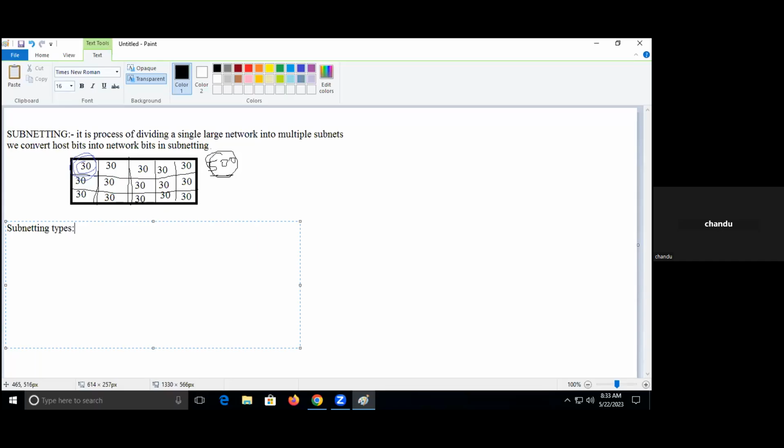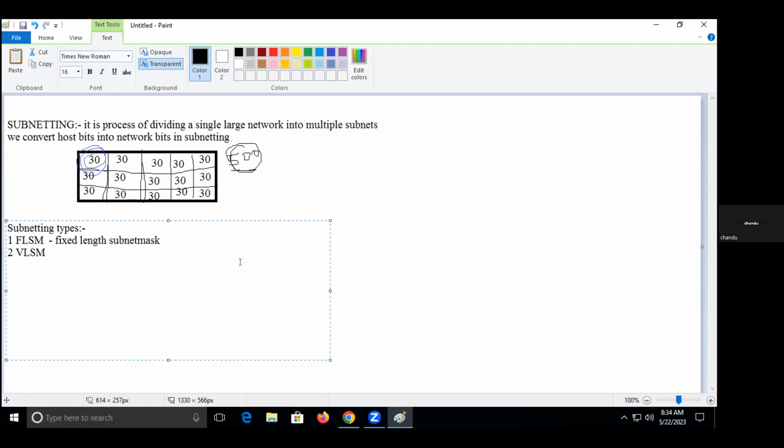Subnetting types, we have two. One is called FLSM, another one is called VLSM. When you are going for FLSM, it's a fixed length subnet mask. When you are going for VLSM, it's a variable length subnet mask.